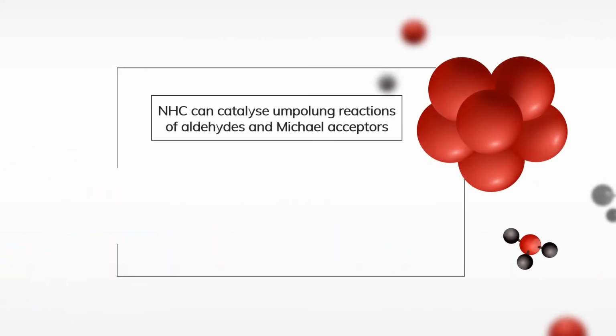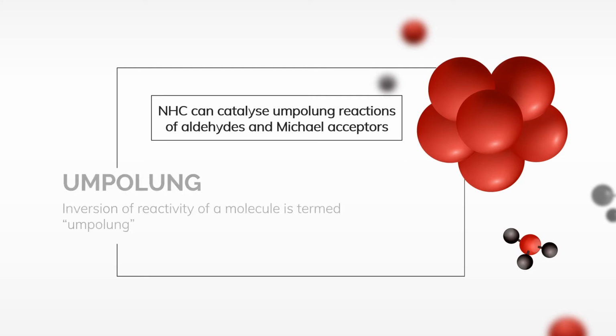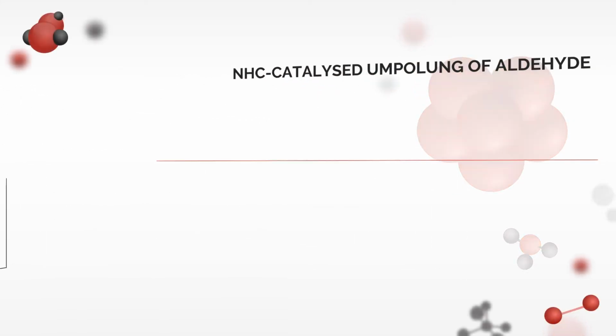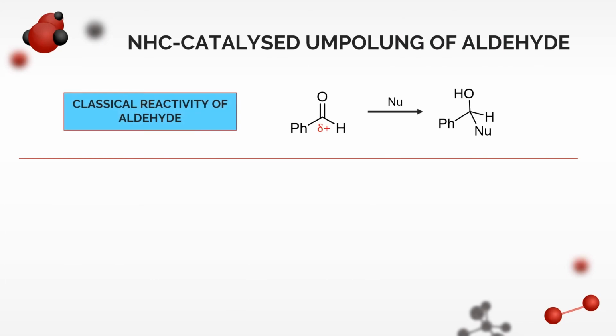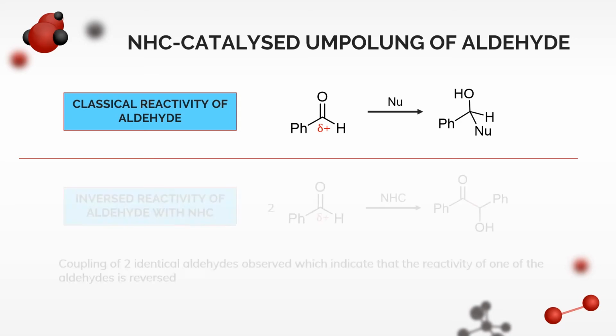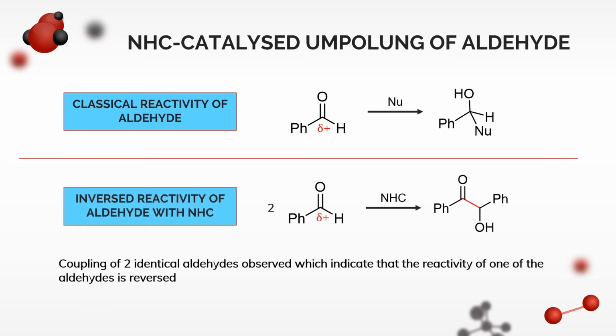NHC can catalyze umpolung reactions of aldehydes and Michael acceptors. So what is umpolung? The inversion of reactivity of a molecule is termed umpolung. For aldehydes, the carbonyl-carbon is electrophilic, which can be attacked by a nucleophile. However, in the presence of NHC, homocoupling of aldehydes can be observed, with the red bond indicating the formation of the new bond. In order for this reaction to take place, the reactivity of one of the aldehydes has to be reversed.